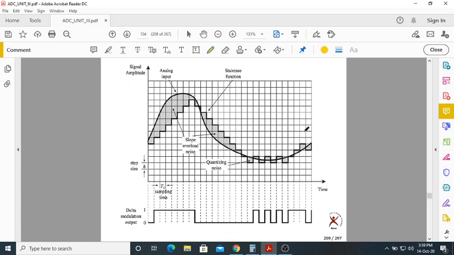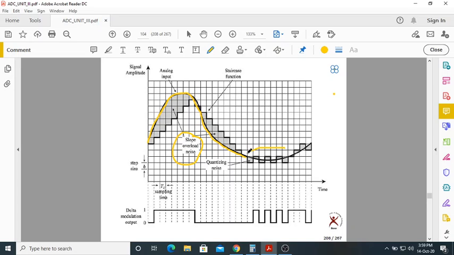So, this is about delta modulation, and in delta modulation there are two problems, as I told you in the last class: slope overload distortion and granular noise. When will the slope overload occur? When the slope of the input analog signal is more than the slope of the staircase. Whenever the slope of the given continuous time signal is more than the slope of the staircase, then you get the slope overload distortion.